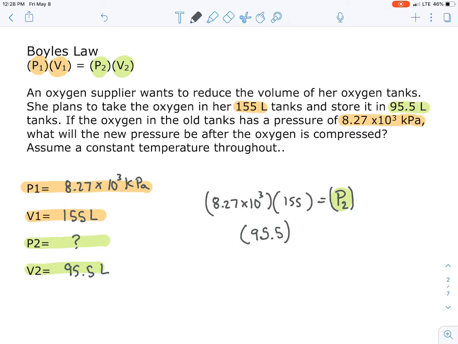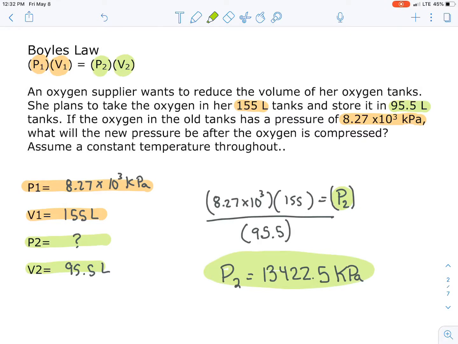So I find out that 8.27 times 10 to the third times 155 divided by 95.5 is equal to... I do not have a calculator in this room right now, except on my iPad. So it's equal to the answer to this question. All right, so you can punch that in yourselves. I don't want to spend all my time looking for a calculator.